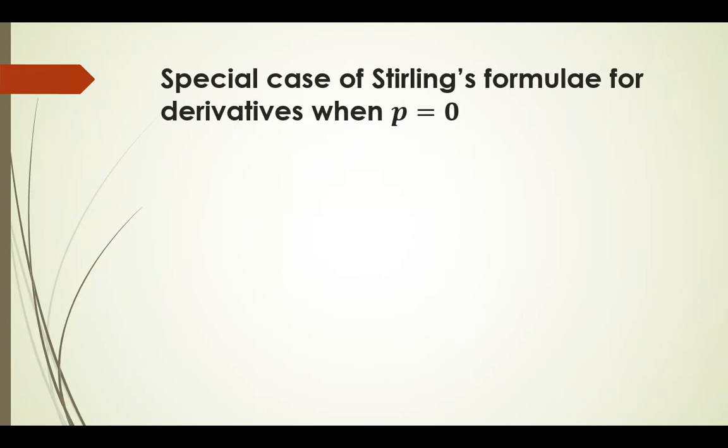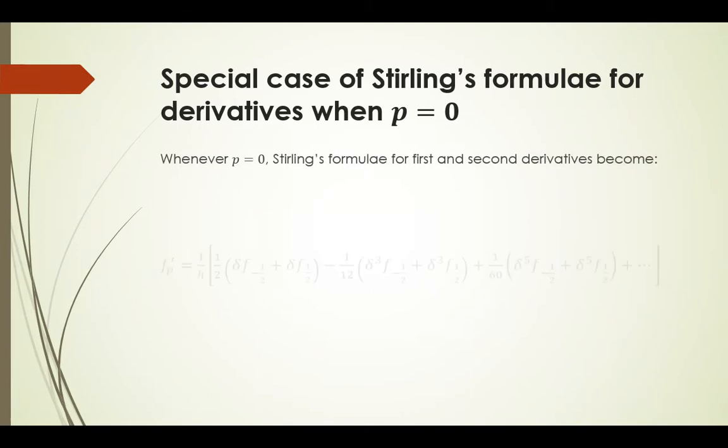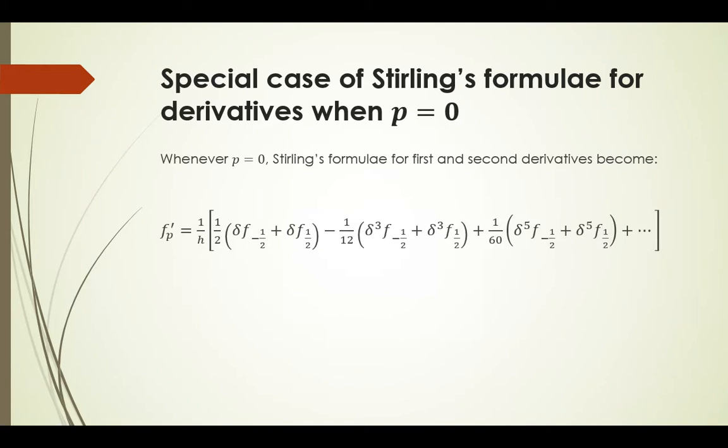Special case of Stirling's formula for derivatives when p is equal to 0. When p is equal to 0, you need to put p is equal to 0 in the last two formulas to get f prime p in this form and f double prime p in this form. These are the two special cases. There is no need to derive these special cases. You need to replace p by 0 in the previous formulas and use the table to replace those differences, and you will get your answer. But if p is 0, these two are the simple forms of the previous formulas.